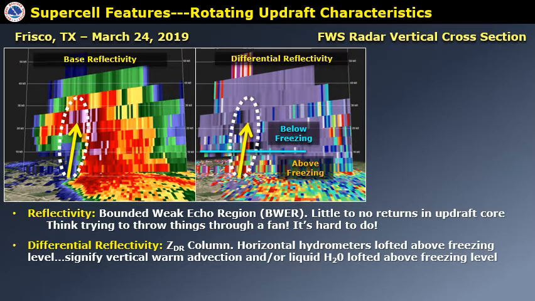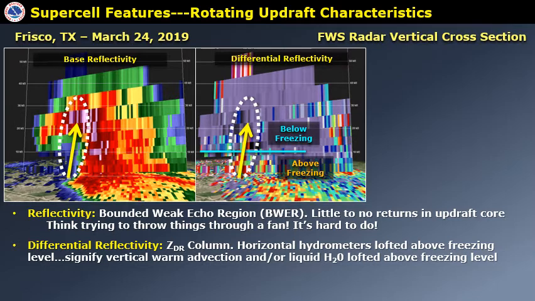Note the blue line denotes the height of the melting layer. In the reflectivity field, we can see the bounded weak echo region indicating little to no returns in the updraft core, as all of the precipitation particles are being lofted above the freezing level. The updraft is so strong that it overcomes the force of gravity that wants to push the hydrometeors back down toward the surface. It is similar to attempting to throw things through a fan. And it's very, very hard to do, especially if those things are lighter weight.